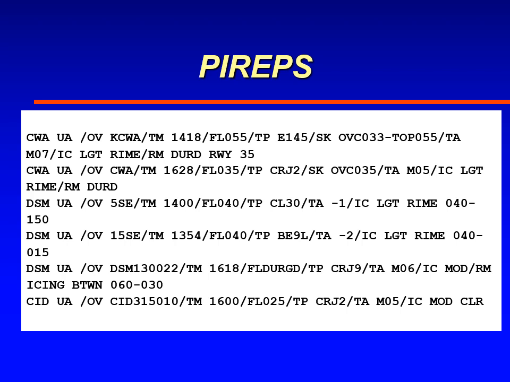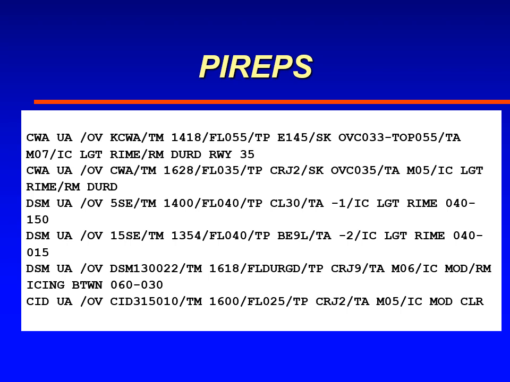Here are a couple other pilot reports from along our route of flight. CWA is central Wisconsin, so this is a little bit to the east of our route of flight, but it gives you an idea. Here are aircraft at, the first one, aircraft at 5,500, it's an Embraer 145, reporting overcast at 3,300 with tops at 5,500 and a temperature of -5 or -7 at 5,500 feet. They're reporting in the clouds light rime.